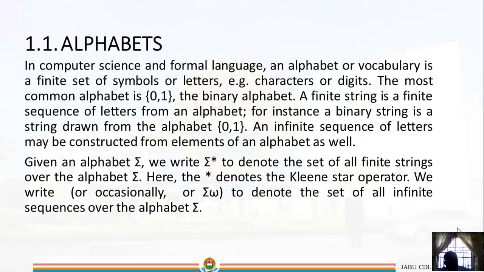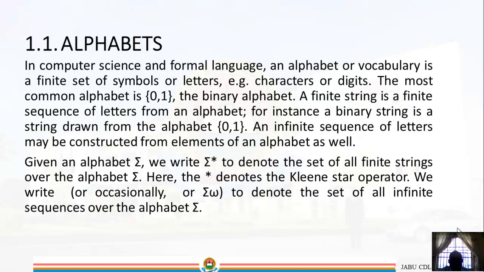Now, alphabet. What are alphabets? In computer science and formal language, an alphabet or vocabulary is a finite set of symbols or letters, for example characters or digits. The most common alphabet is 0, 1. That's the binary alphabet. A finite string is a finite sequence of letters from an alphabet. For instance, a binary string is a string drawn from the alphabet 0, 1.